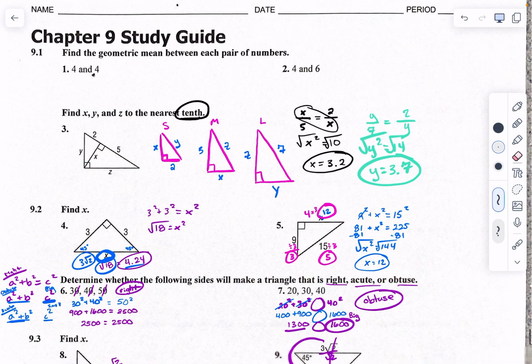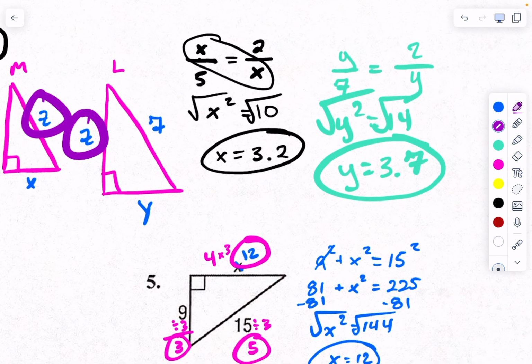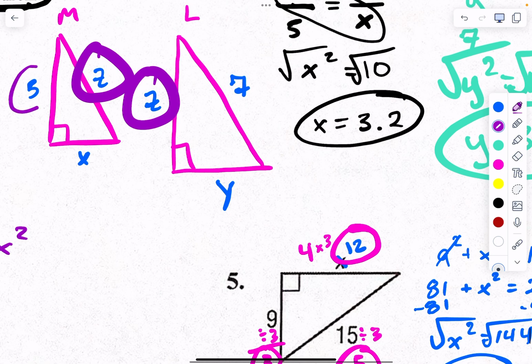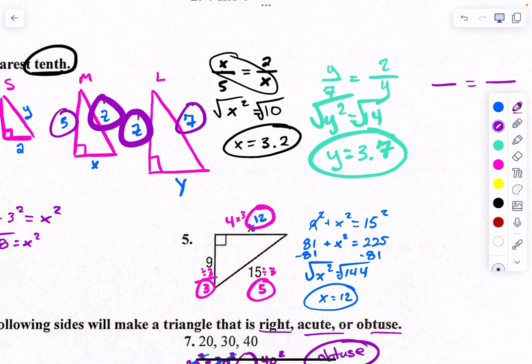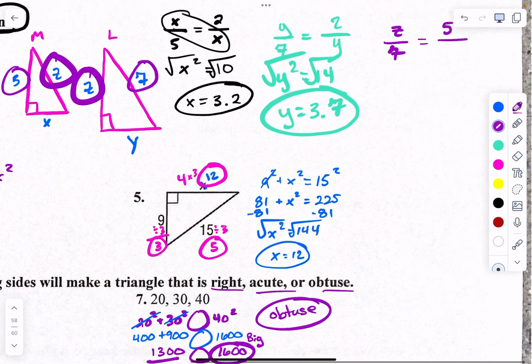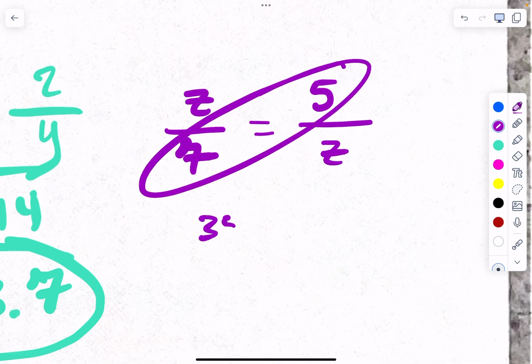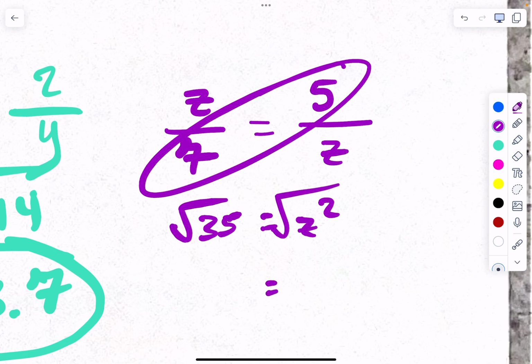Okay, Z. I have a Z here and a Z here, so we're going to ignore the small one. We've got to use 5 and 7. Z over 7 equals 5 over Z. 5 times 7 is 35, and Z times Z is Z squared. And then I take the square root, which is a little less than 6.